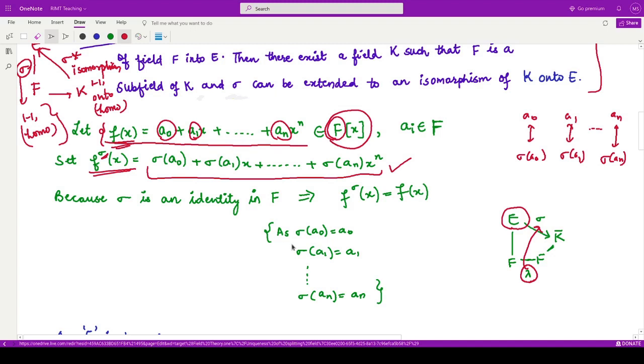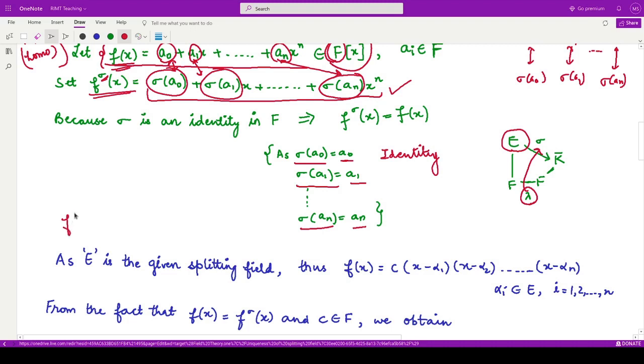How? Because we know sigma mapping was an identity mapping. If this was an identity mapping, that means sigma of a0 is exactly equal to a0, sigma of a1 is exactly equal to a1, sigma of an is exactly equal to an, and so on. So a0 is equivalent to sigma a0, a1 is equivalent to sigma a1, and so on, an is equivalent to sigma an. So this is what we have. According to this, f sigma of x is equivalent to f of x.